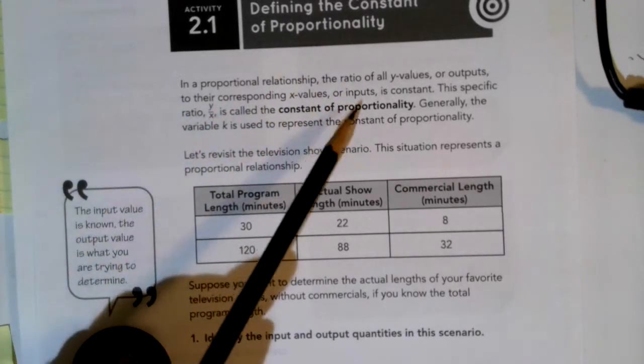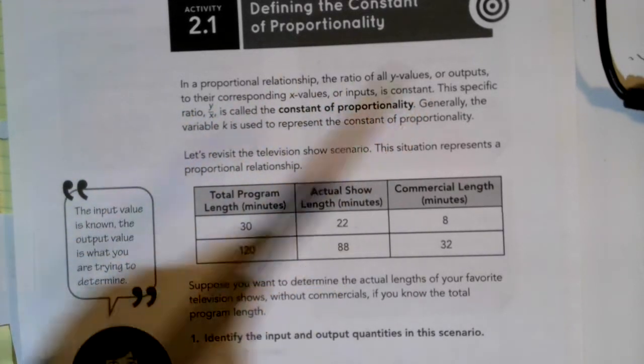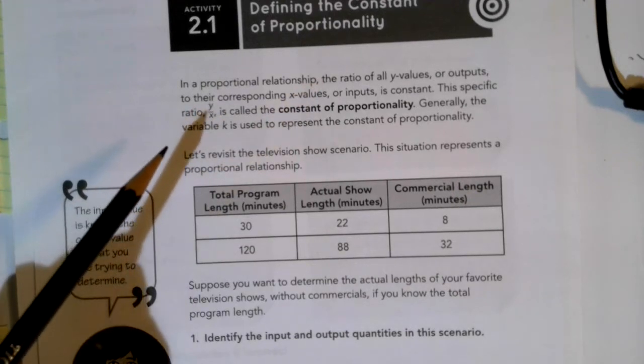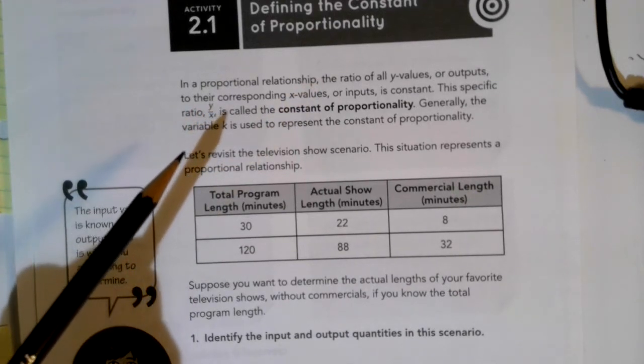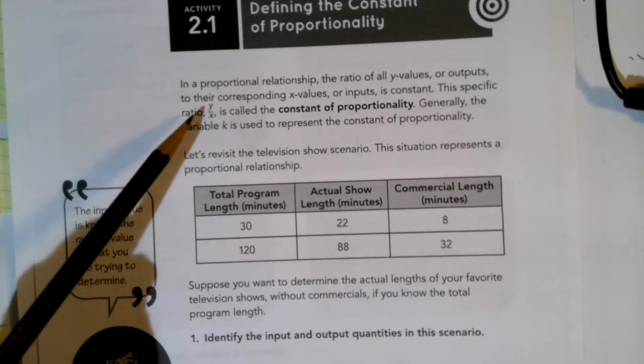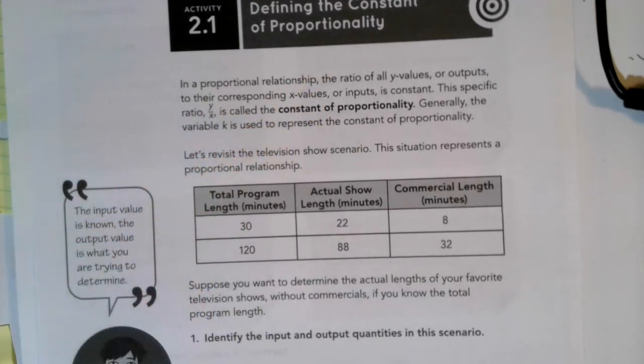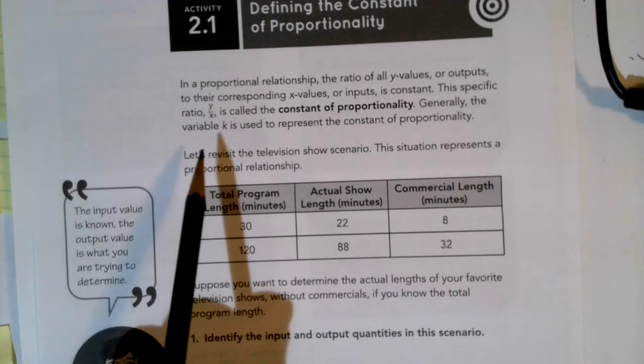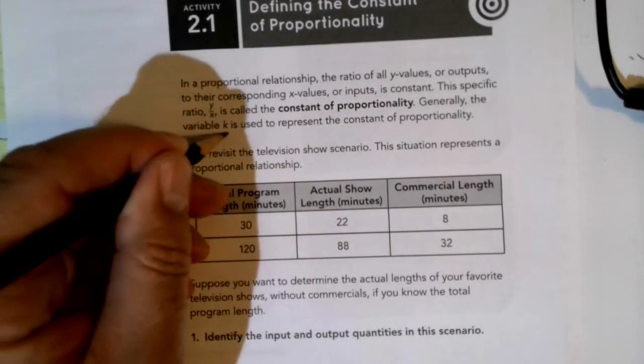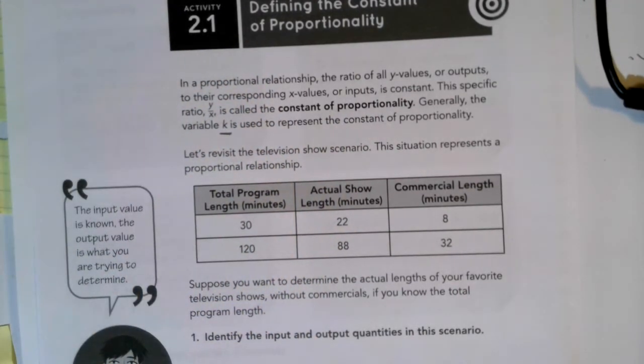In a proportional relationship, the ratio of all y values or outputs and their corresponding x values or inputs are constant. The specific ratio y over x is called the constant of proportionality. And again, you can express it as x over y or y over x. The general letter k is going to be used as that constant.